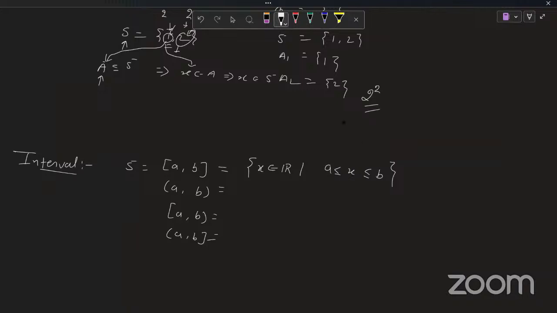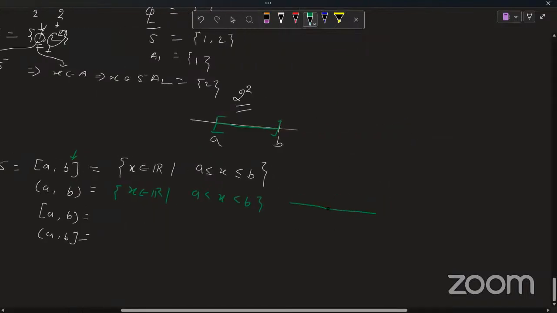We will take all the elements in between. Suppose this is my A, this is my B. In the first case, I will take this portion, including A. In this case, I will take all the X here, such that this happens. It means that I will not include the endpoints A and B; I will include only the points between. Similarly here, A is included, B is not included. Now you understood, right? The closed bracket will include the value and the open bracket will exclude the value.